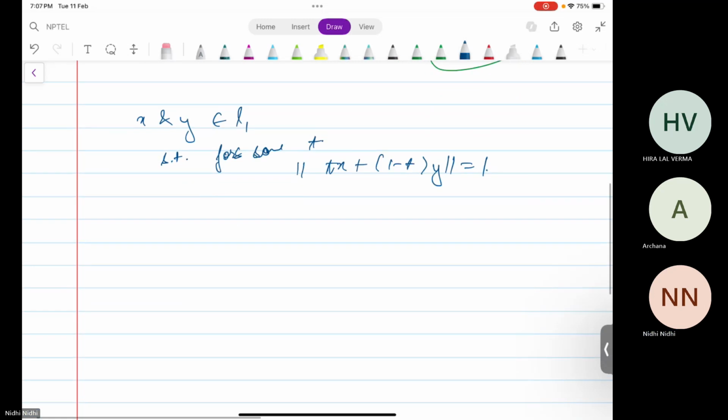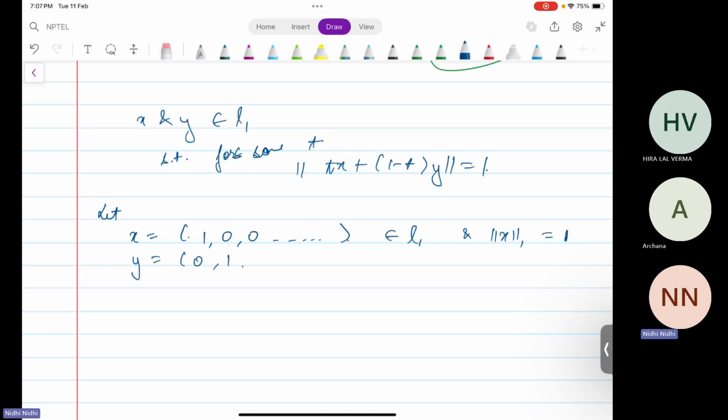let x be the sequence with first term 1, rest of the terms 0. Clearly it belongs to L1, and its L1 norm is 1. Similarly, taking y to be the sequence with second term 1, rest of the terms 0. Again, this belongs to L1 and norm y is 1.